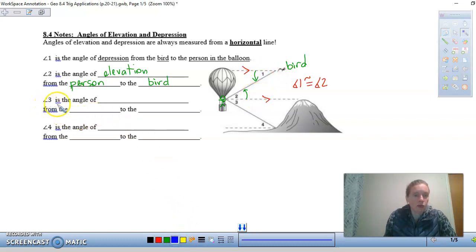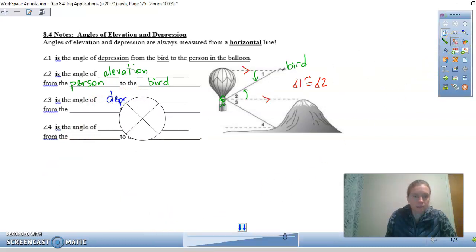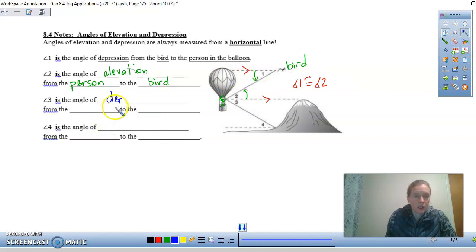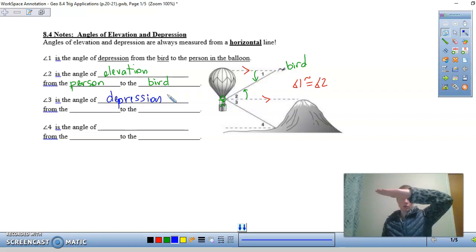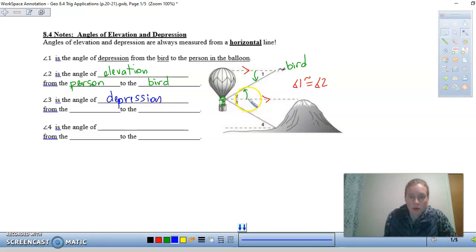Okay, on the next one, angle 3 is the angle of depression. Oops, that's one R. So angle of depression, because you're going, again, from the horizontal, and this time you're going down. So here I'm going from the horizontal down. So angle of depression from, again, the person in the balloon to, I don't know, the bottom of the mountain or base of the mountain.